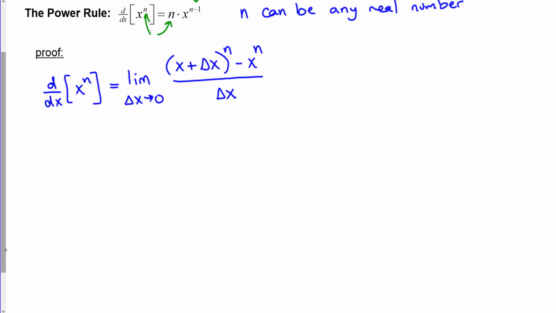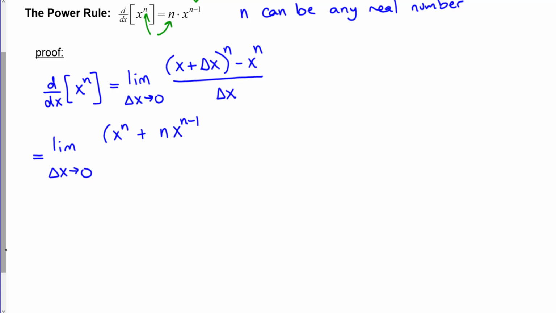But what would happen if we tried to expand x plus delta x to the nth power is something like this. You always end up with the first term as x to the nth power. And the next term is n times x to the n minus 1th power.